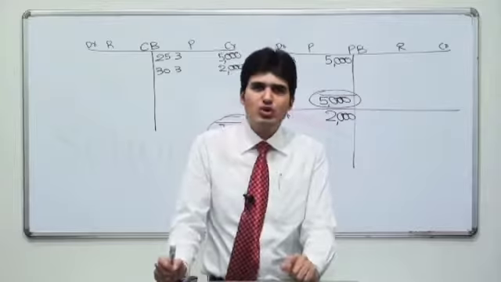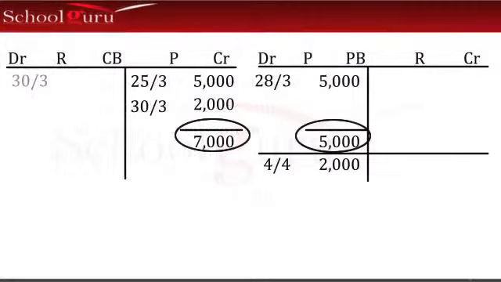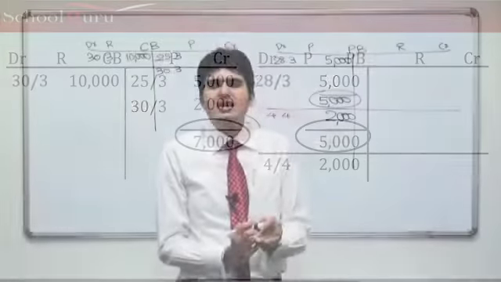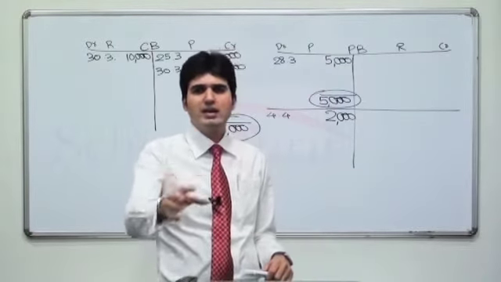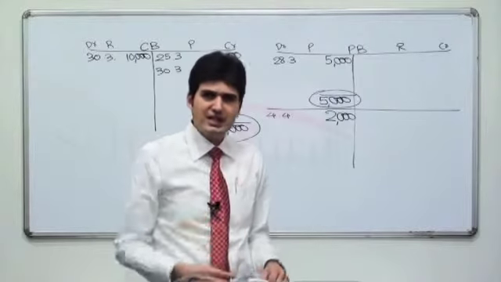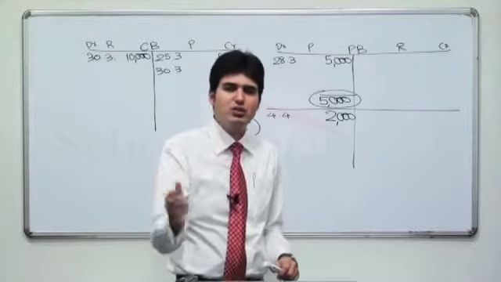Here you can see causes for difference in the balances in the cash book and passbook. First and foremost, a very simple reason: check is deposited but not cleared. Let us say I receive a check on 30 March. So I will immediately record on 30 March 10,000 rupees. I will deposit that check on 30 March itself. Alright, in the morning I go to the bank and I deposit the check. As soon as I receive the check, I deposit. But when will I receive the payment? It will be after 2 days or so.